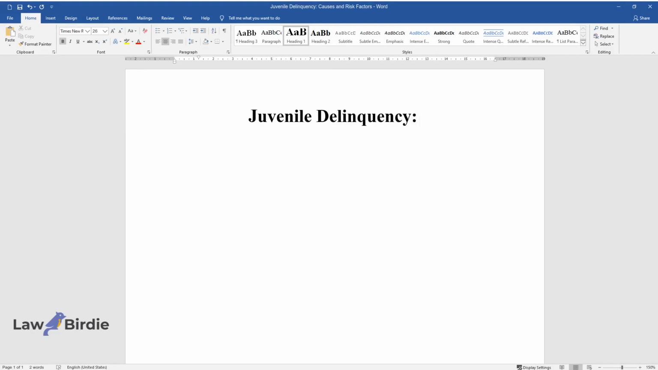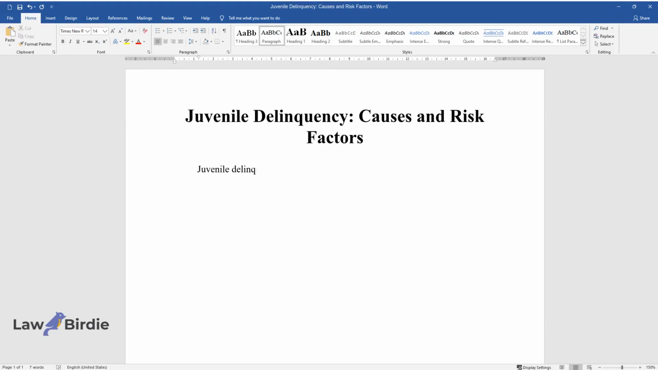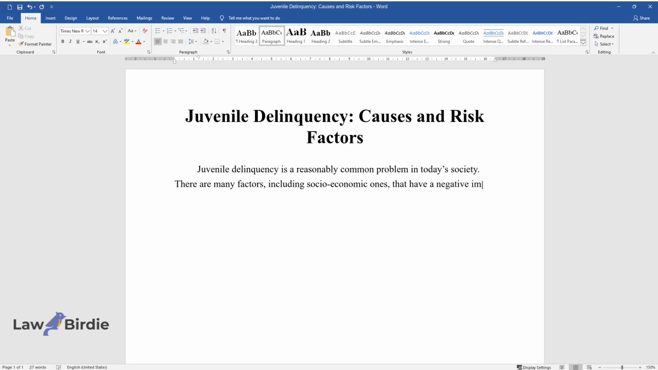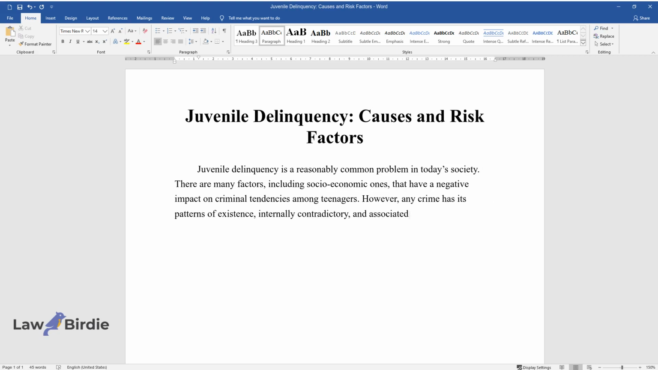Juvenile delinquency, causes and risk factors. Juvenile delinquency is a reasonably common problem in today's society. There are many factors, including socio-economic ones, that have a negative impact on criminal tendencies among teenagers. However, any crime has its patterns of existence, internally contradictory, and associated with other social phenomena, which they often determine.